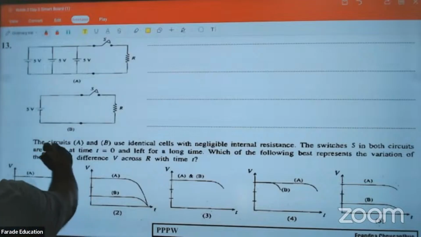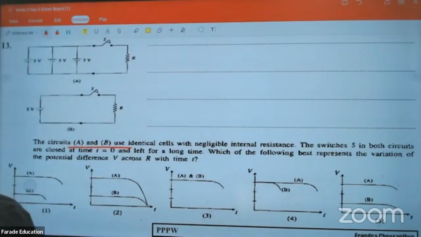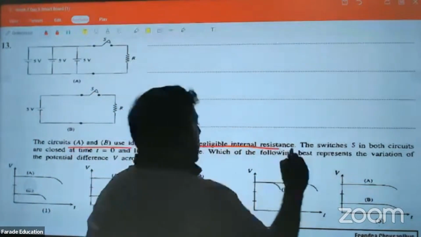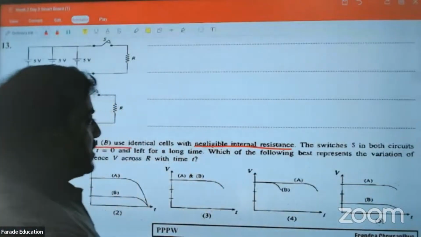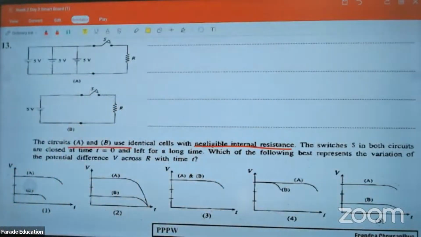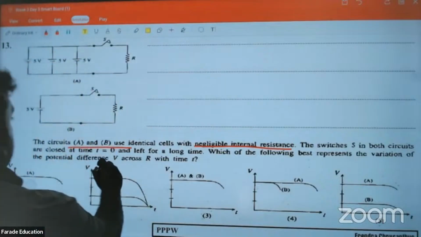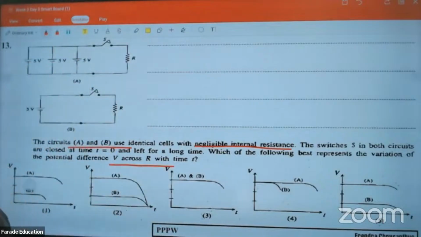Next one. Circuits A and B use identical cells with negligible internal resistance. So easy for us. Switches S in both the circuits are closed at time t equal to 0 and left for a long time. Which of the following best represents the variation of potential difference across R with time?